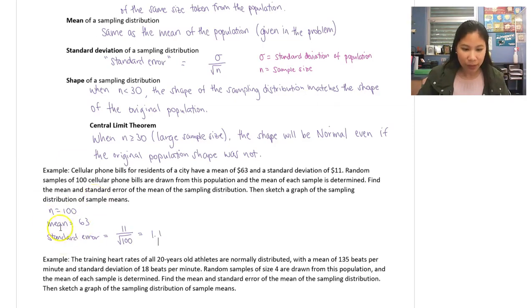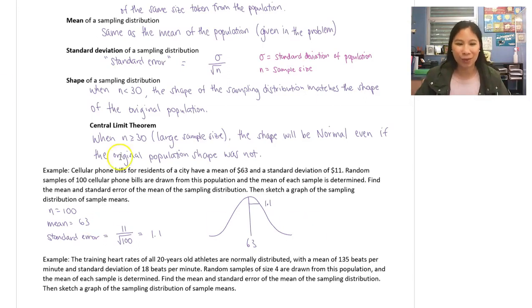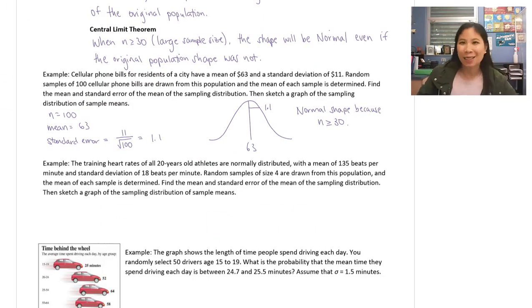So that's going to be our mean and standard error of the mean of the sampling distribution. Sketch a graph just means it's going to be normally distributed because we have large sample sizes. Our sample size is 100. So even though the original problem doesn't say anything about what shape it is, because we have large sample sizes, we can assume it's going to be normal. So our mean, I'm going to label with 63, and our standard error is 1.1. And there we go.